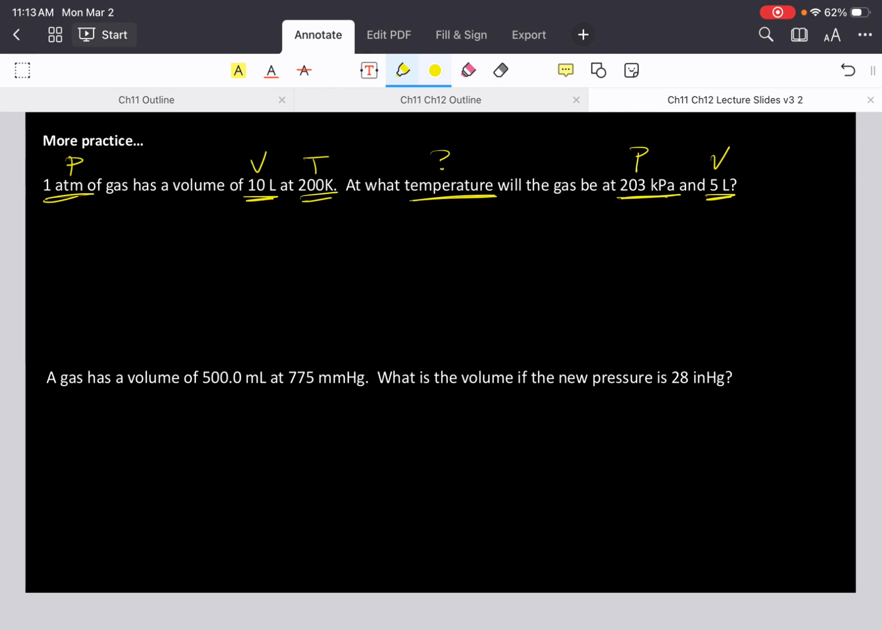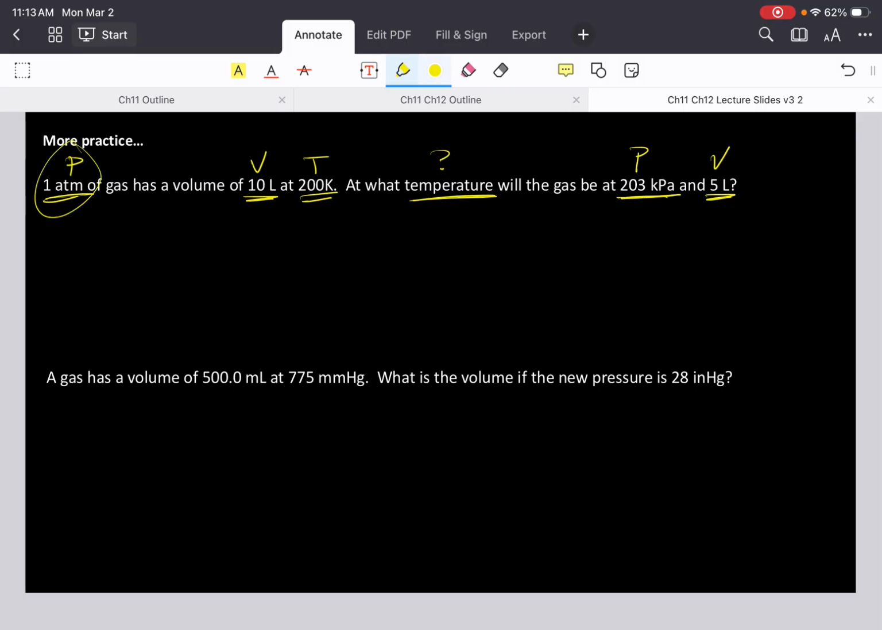Right, we now have 3 pieces of information that are changing, yes? So we've got to consider all 3, right? Which means that we would use that combined gas law, right? Which says PV over T equals PV over T. Now, what else is different about this problem?